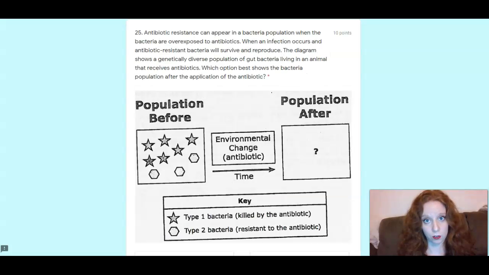Okay, so here's our next question you can take a look at on this standard. It says, antibiotic resistance can appear in a bacteria population when the bacteria are overexposed to antibiotics. When an infection occurs, an antibiotic-resistant bacteria will survive and reproduce. The diagram shows a genetically diverse population of gut bacteria living in an animal that receives antibiotics. Which option best shows the bacteria population after the application of the antibiotic?